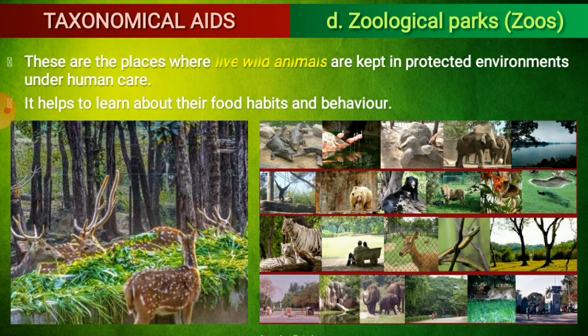Coming to the next taxonomical aid, which is the zoological park. Zoological parks are the places where live wild animals are kept in protected environments under human care. It helps us to learn about their food habits and behavior. All animals in a zoo are provided, as far as possible, conditions similar to their natural habitat so that they can live and survive in a better manner.